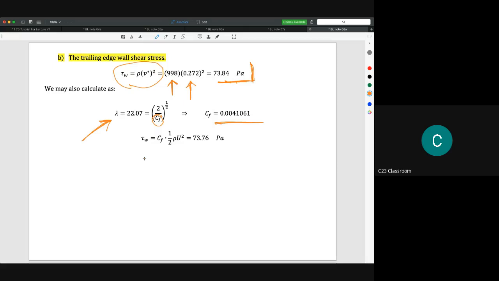And also the tau, I think I already explained this, is equal to CF times 1 over 2 rho U, okay, I'm sorry. So tau is equal to CF times 1 over 2 rho U squared. In my previous note, I might have written this as C with small d, 1 over 2 rho U squared.